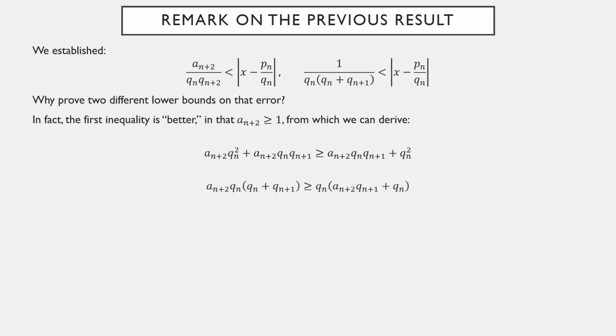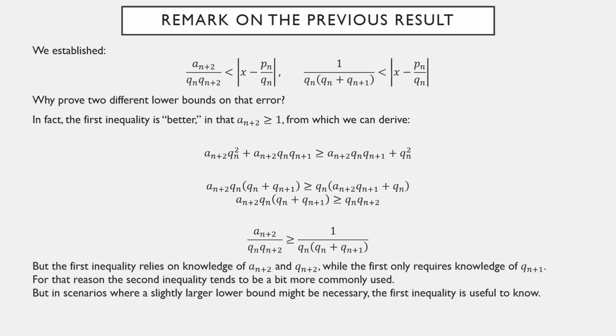You can factor out some things on both sides of this inequality. Okay, and now we can perform a little bit of division once we observe that an plus 2 times Qn plus 1 plus Qn is exactly Qn plus 2. Doing a little bit more arithmetic shows that an plus 2 over Qn plus 2 is always bigger than or equal to 1 over Qn times Qn plus 1. In other words, this error is bigger than this number, which is bigger than or equal to this one. So this error estimate is quite literally always stronger than the other one.